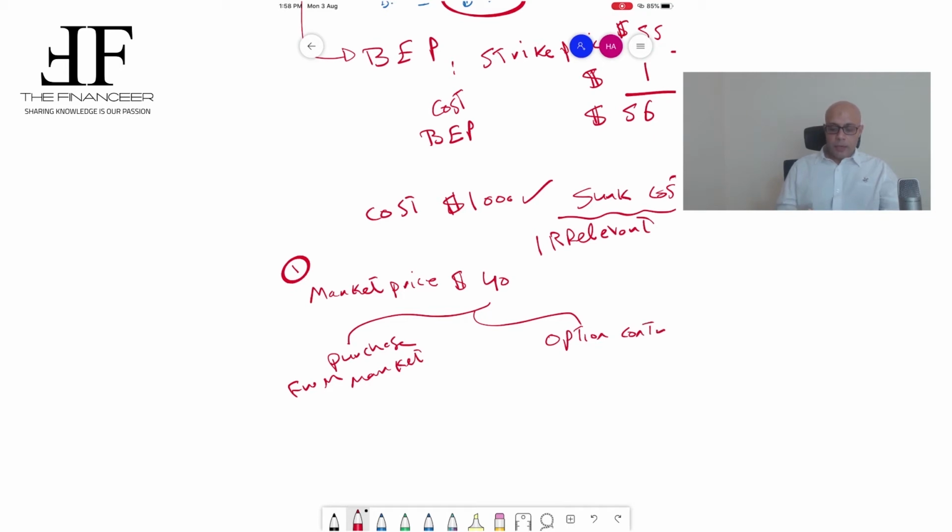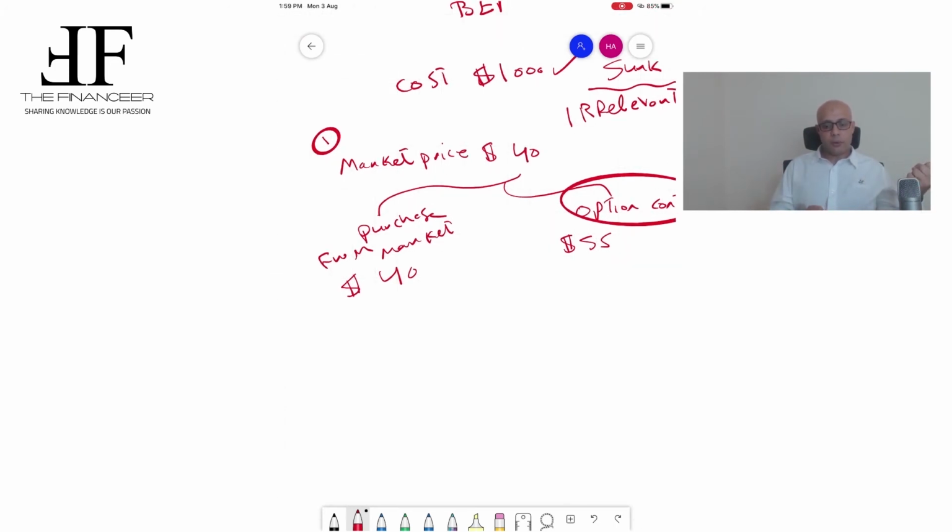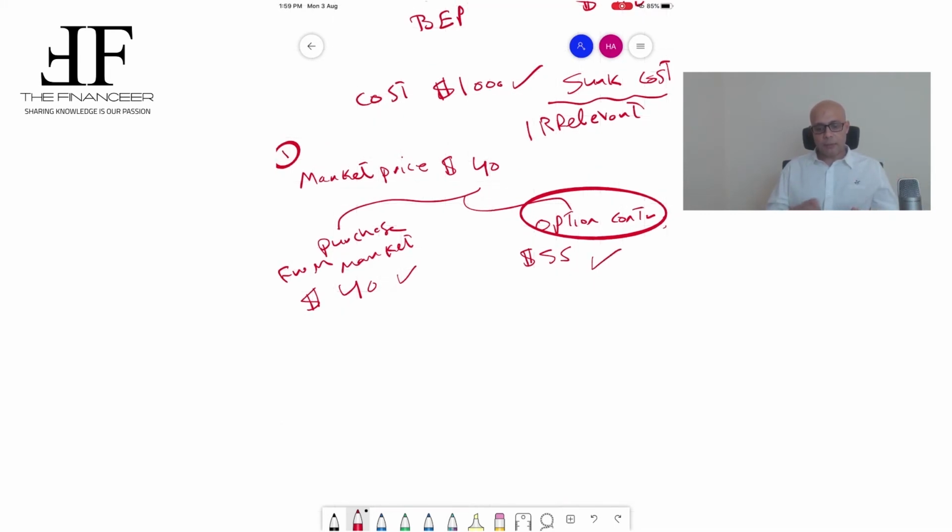If the buyer is going to exercise and use the option contract, he must pay the strike price, which is $55. But if he would like to purchase this stock from the market, he is going to pay $40. So if you are in the position of the buyer and you have two options, one is to purchase from the market and pay only $40, and the other is to exercise the option contract and pay $55.